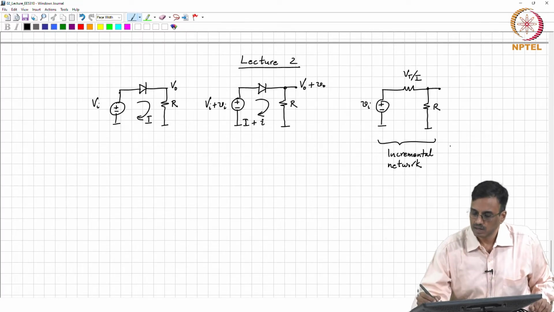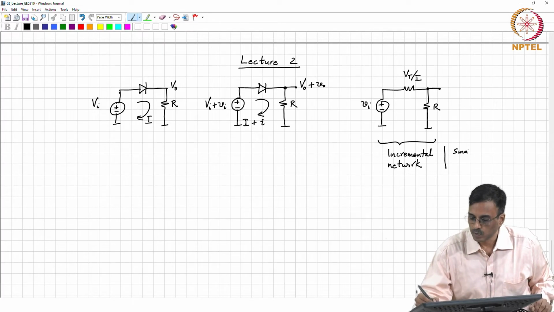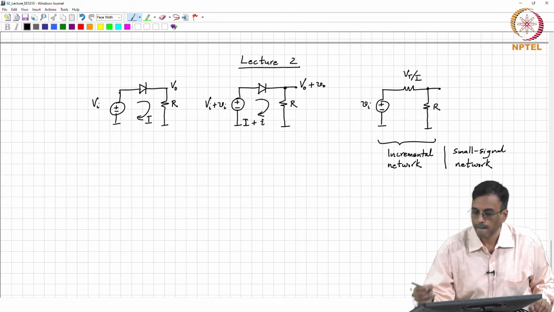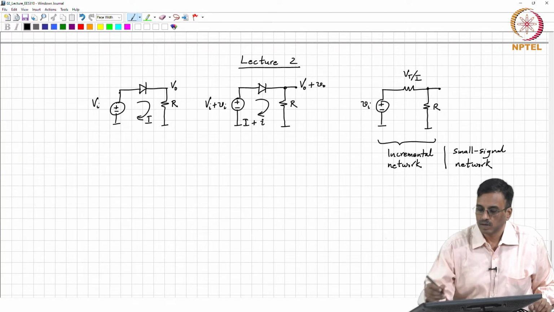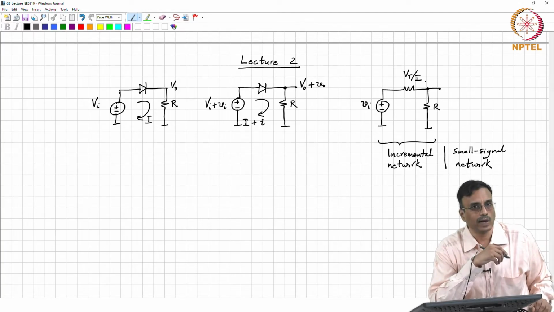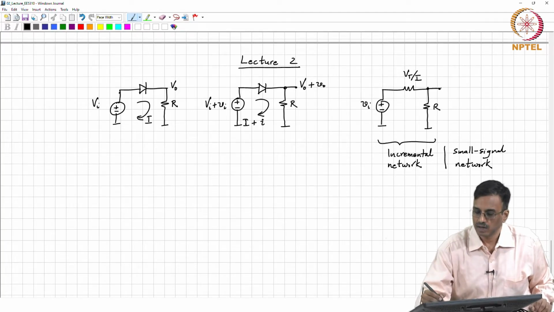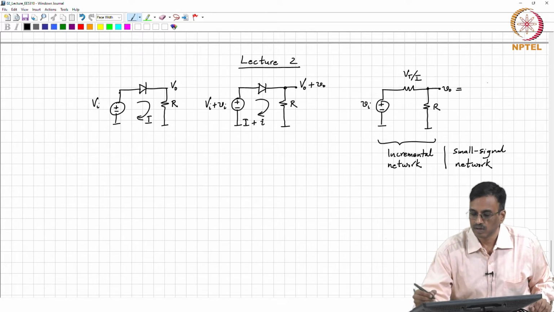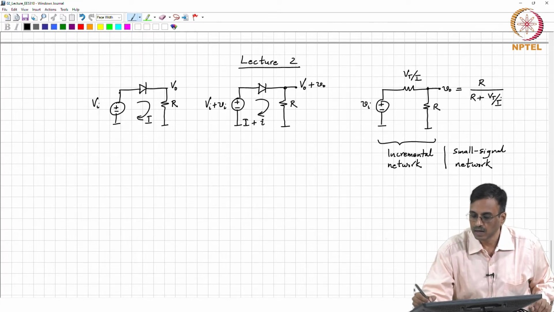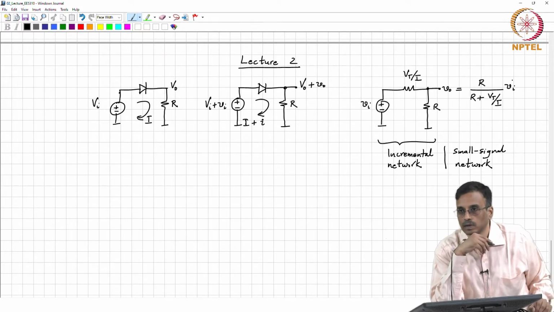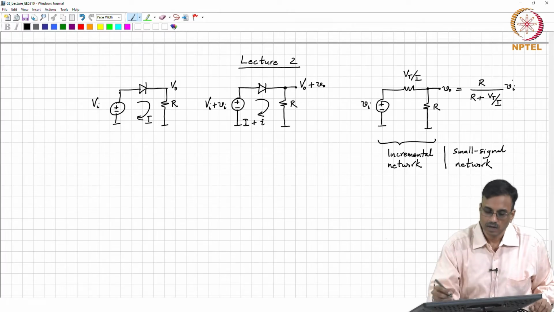Also called the small signal network. And the small signal network, being linear, is very easy to evaluate, right, and in this case the small vo is by inspection seen to be simply capital R over capital R plus Vt over I times Vi. Is this clear?